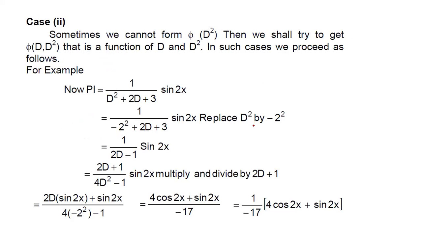So the next one is, sometimes we cannot form that particular integral for d square. Then we shall try to get that function of d comma d square, that is the solution. In such a case, we proceed as follows. Now only d square is there.